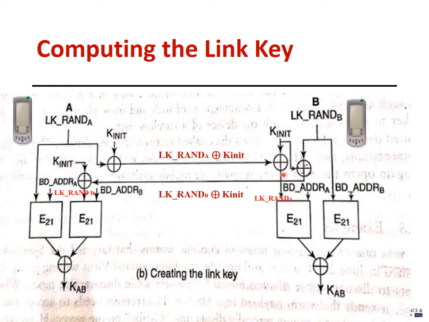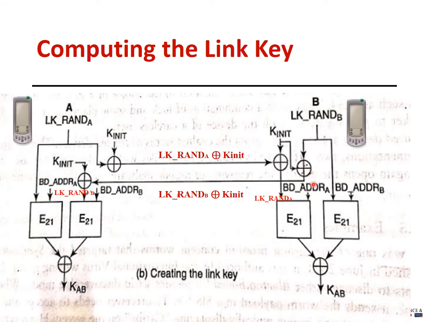So random number of A XOR K init is again XORed with K init. Then it will return the random number of A back here at B's end. So here random number of A is returned. The same procedure is done on A's part also.